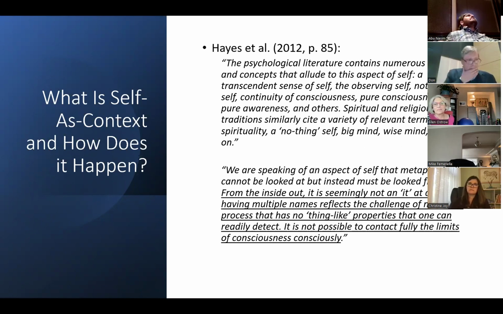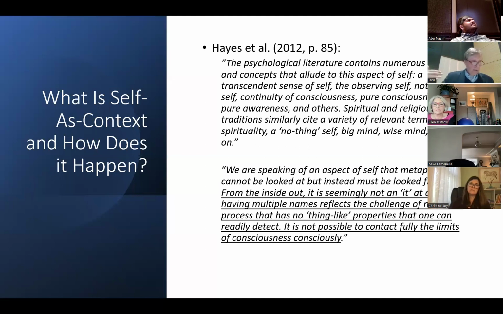This is verbatim from the book. "The psychological literature contains numerous terms and concepts that allude to this aspect of self: a transcendent sense of self, the observing self, noticing self, continuity of consciousness, pure awareness, and others. Spiritual and religious traditions similarly cite a variety of relevant terms: spirituality, which we'll come back to shortly, a no-thing self, big mind, wise mind, and so on." So that, I think, helps us see the way that this idea of self as context has been transmitted in the ways that different traditions point to it.